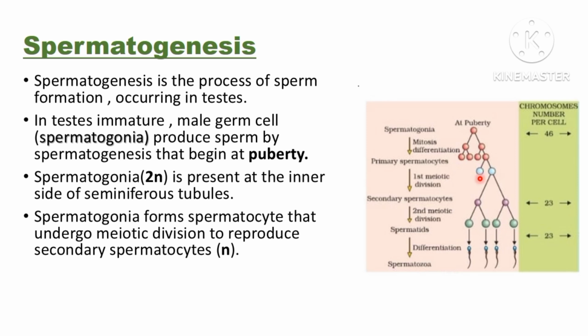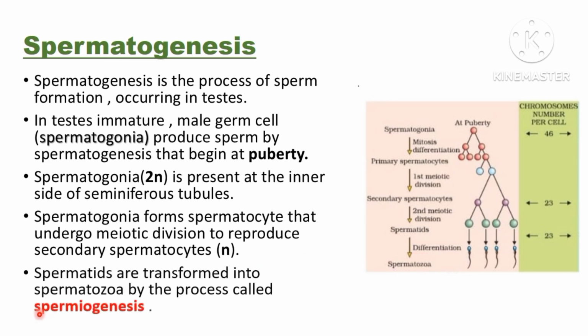After meiosis 2, secondary spermatocytes form spermatids, and these spermatids finally form spermatozoa by differentiation, and this differentiation process is called spermiogenesis. Spermatids and secondary spermatocytes have 23 chromosomes. It means these both are haploid. This entire process of spermatogenesis takes about 64 days.